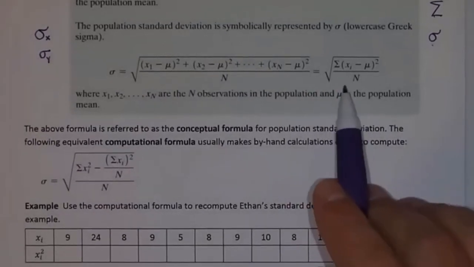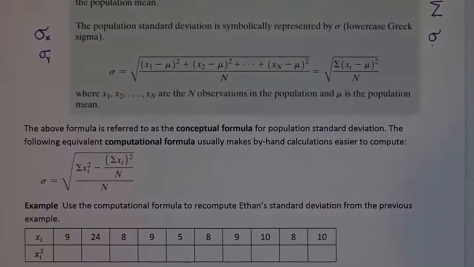This formula right here is referred to as the conceptual formula for population standard deviation. It's the conceptual formula. It's really what's going on. We're seeing how far each data value is from the mean. That's the deviations. We're squaring them. We're finding the average of that, and then taking the square root again to get back to regular units.